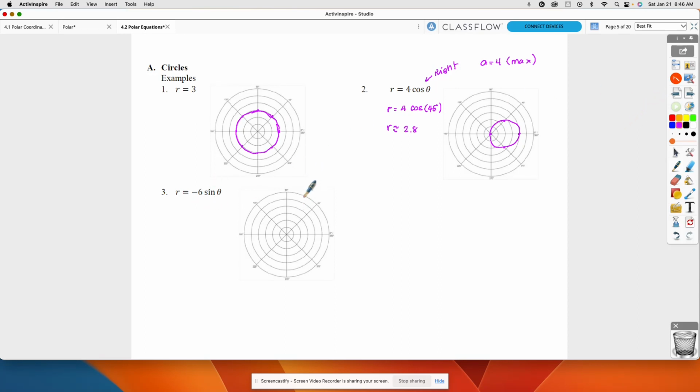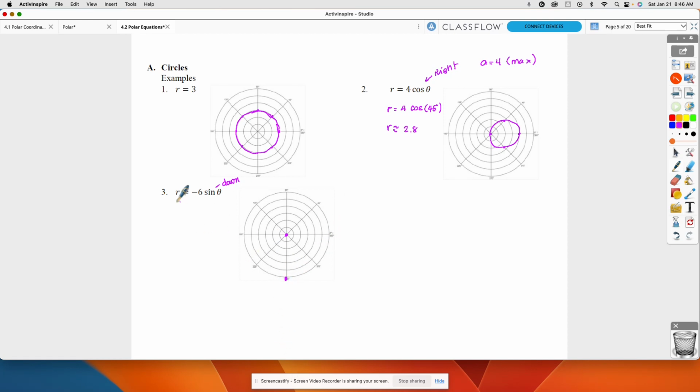Now let's take a look at number 3. So here, your a is negative and you have sine. So that means your circle is below the polar axis. And the distance from that center to the other point would be 6 units. So we count 6 units down. 1, 2, 3, 4, 5, 6. Our space is just enough.